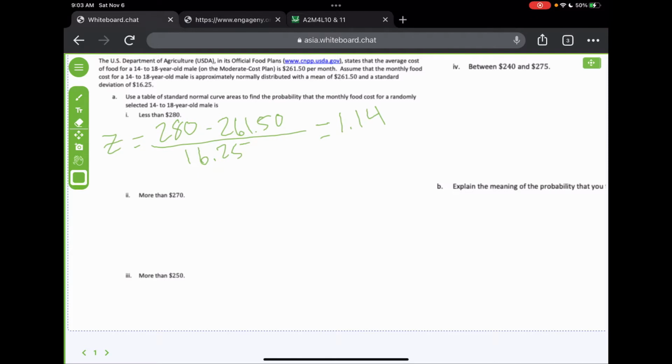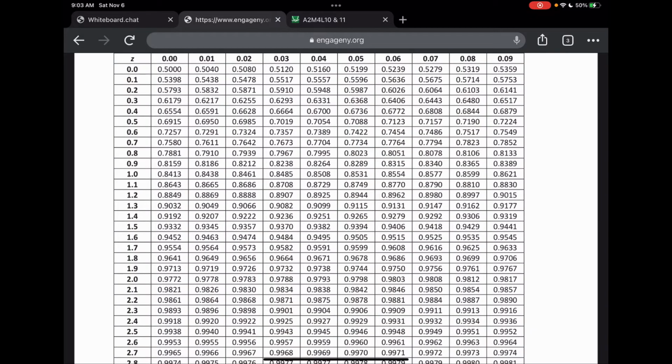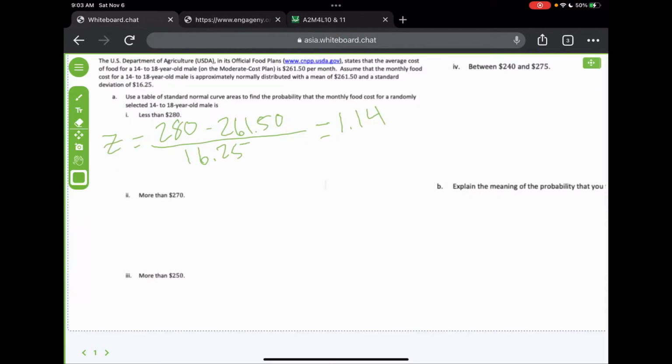Okay. Now if we go to our chart, we go here to 1.1, go over to the 4, that's 0.8729. 0.8729 is the probability. There's our answer, because we're looking for the probability. Now remember, this is everything that is less than $280, which is everything to the left on our chart. And that's what our chart tells us.